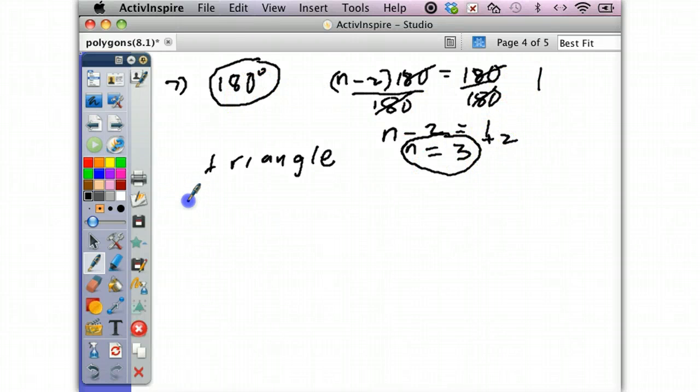Let's do another one real quick. Let's do a big one. Let's say 25, 20 degrees. This is number 11. That's the sum of all the angles.